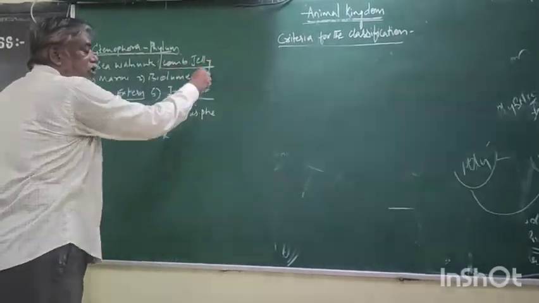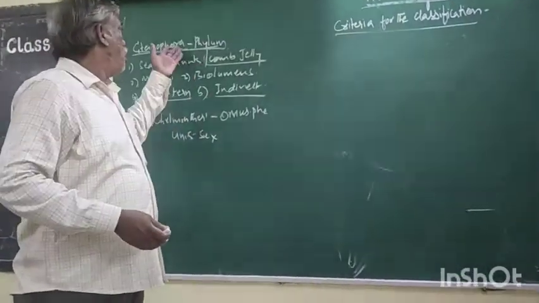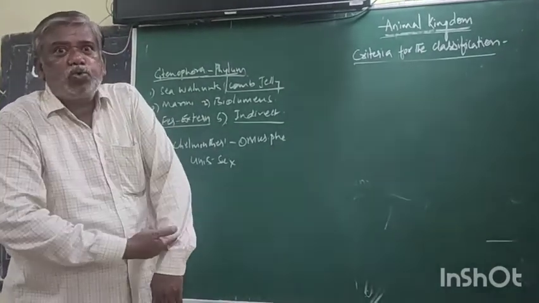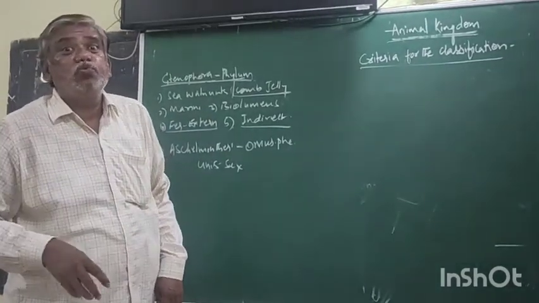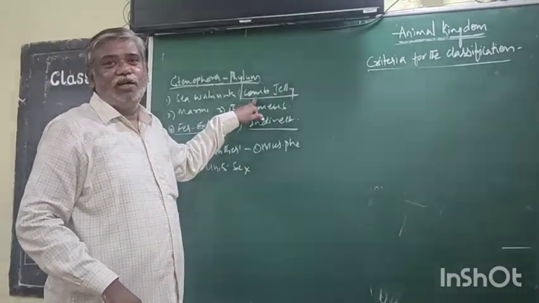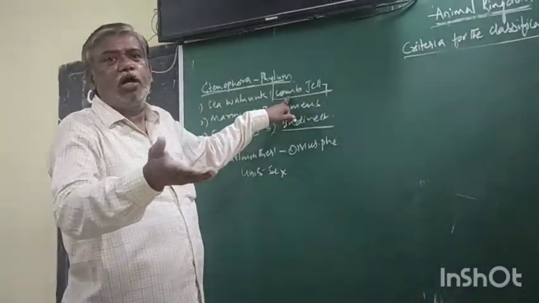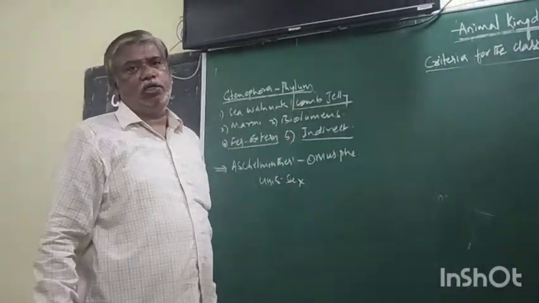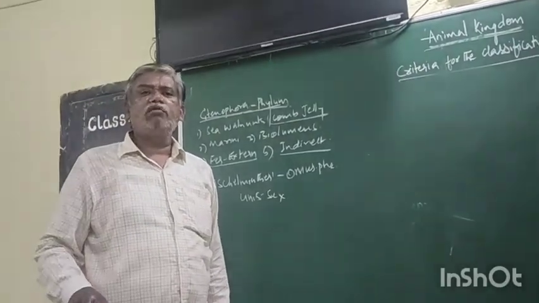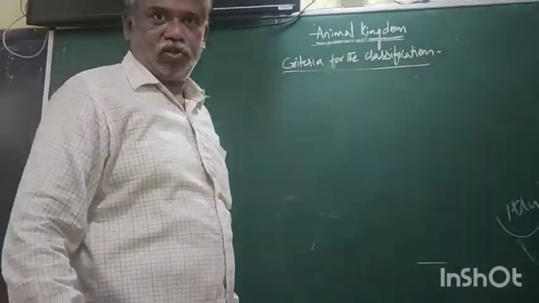Now what is this? Comb jellies. What is the meaning of comb jellies? On the surface of the ctenophorans there are eight ciliated rows, which help in locomotion like a comb. These ciliated rows are called combs. Due to the presence of combs, the common name is comb jellies. Now, Pleurobrachia is an example for Ctenophora. Next one, Platyhelminthes.